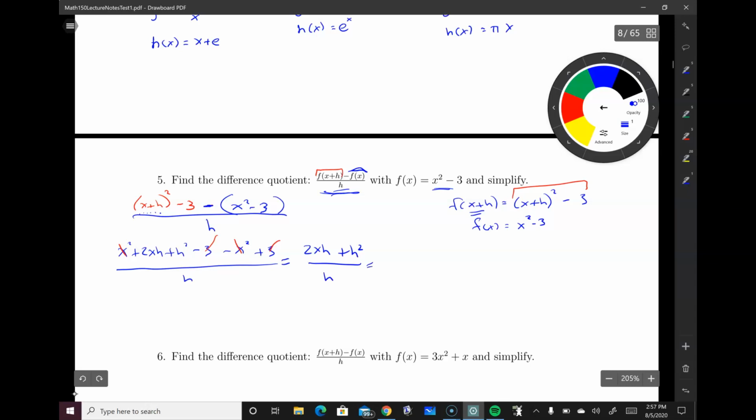Okay, so now be careful with the canceling. If you see there's h's to cancel, I need to factor the h out of the numerator, and then I can cancel these h's. So my answer is 2x plus h.